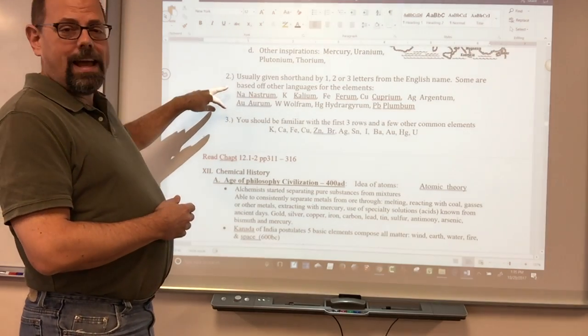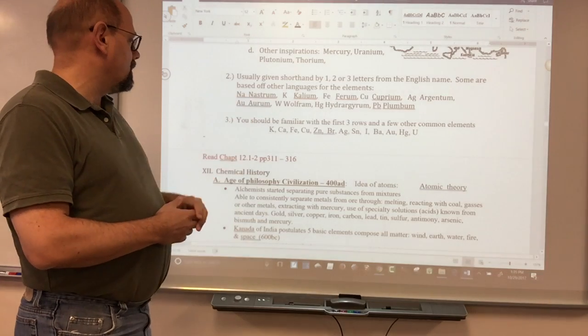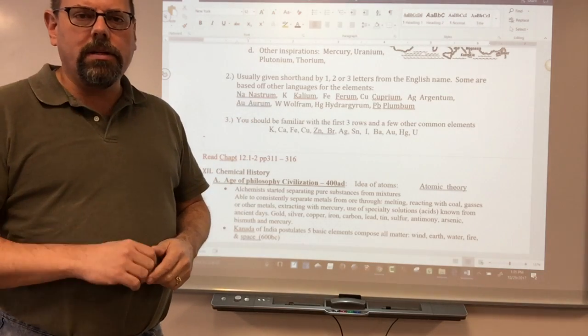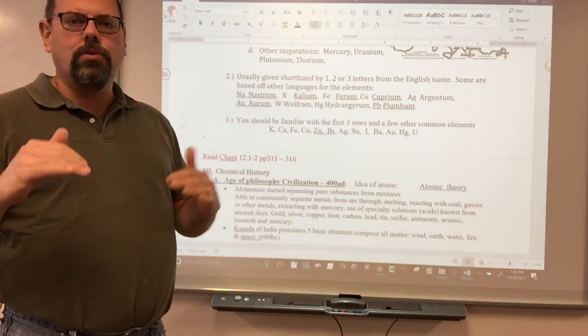Here's some of those that were in Latin or in German, so I've given you a list of those, and you should be familiar with those first 3 rows. So take some time to practice the elements on this sheet, just so you get used to looking them up.